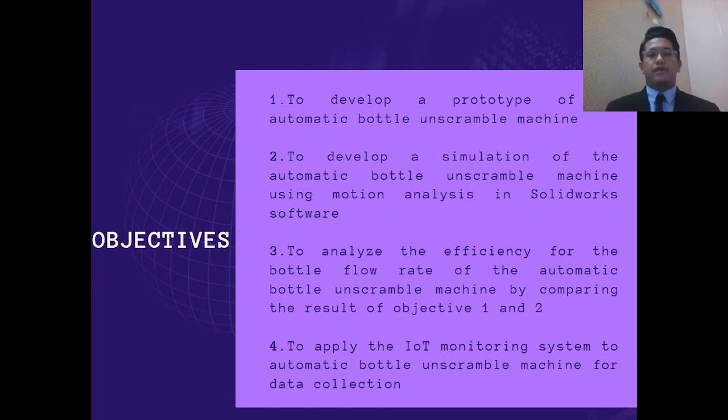The objectives of this project are: firstly, to develop a prototype of an automatic bottle unscramble machine. Second, to develop a simulation of the machine using motion analysis in SolidWorks software. Third, to analyze the efficiency of the bottle flow rate of the machine by comparing the results of objectives 1 and 2. And fourth, to apply an IoT monitoring system to the machine for data collection.